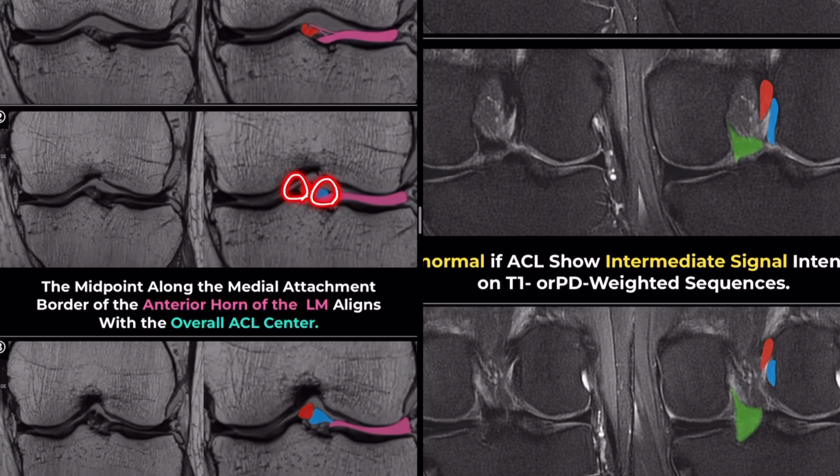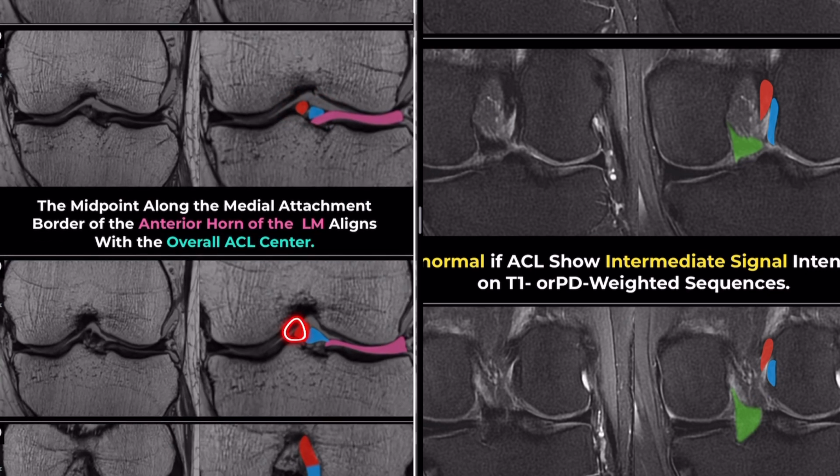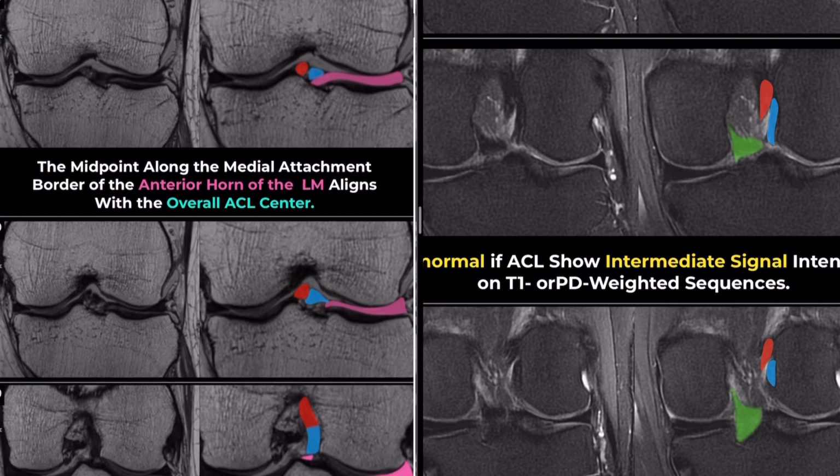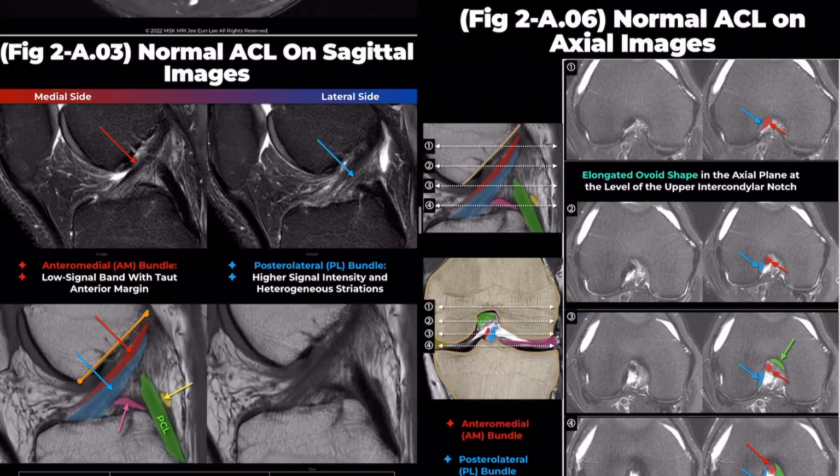In the coronal image, the anteromedial and posterolateral bundles of the ACL are clearly visible from proximal to distal. However, in the axial image, while the proximal ACL is clearly visible, the distal ACL presents challenges due to heterogeneous striations commonly of fat and synovium, usually at the tibial attachment, making accurate assessment difficult. Instead, the proximal ACL is very useful in axial images.